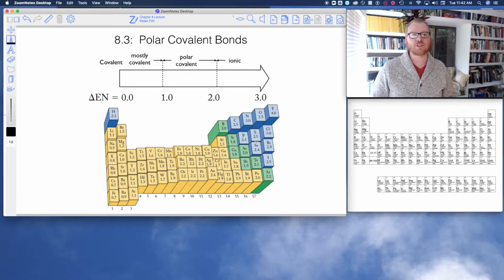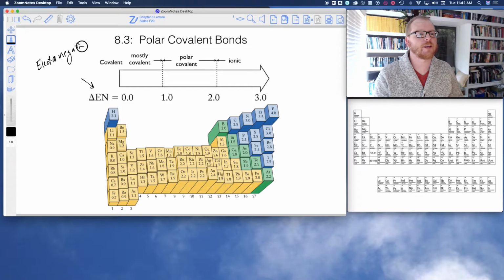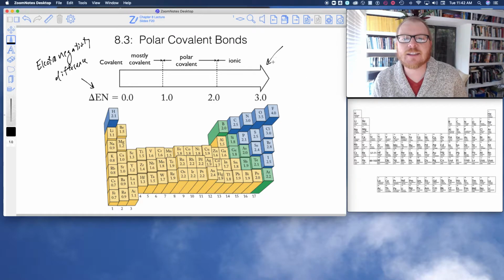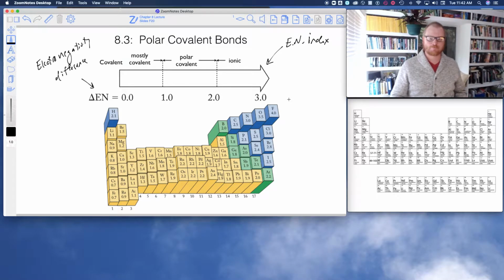And so the way we discriminate between a covalent bond and a polar covalent bond is this electronegativity index. So what does this mean? So this is the electronegativity difference, because that delta means final minus initial, okay? And this scale right here, I'm going to call that the EN index. So that's the electronegativity index, all right?